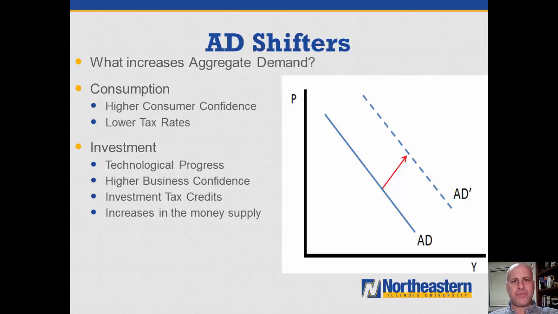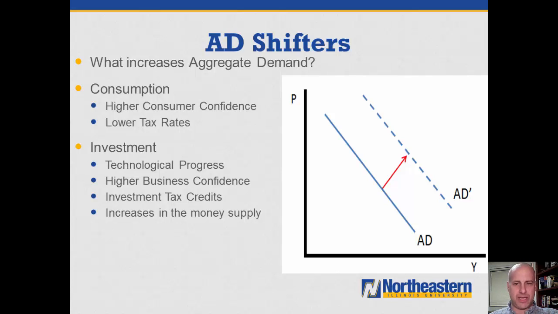So what kinds of things increase aggregate demand? We mentioned that increases in desired levels of consumption increase aggregate demand. So when we think of, for instance, higher consumer confidence, consumers think that the economy is going to be growing and incomes are going to be rising, they increase their desired level of consumption. This leads to an increase in aggregate demand.